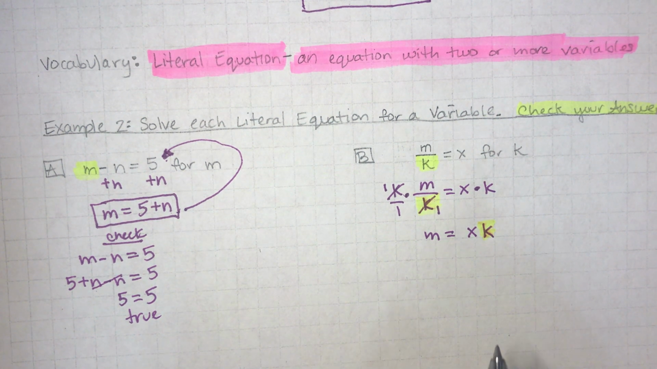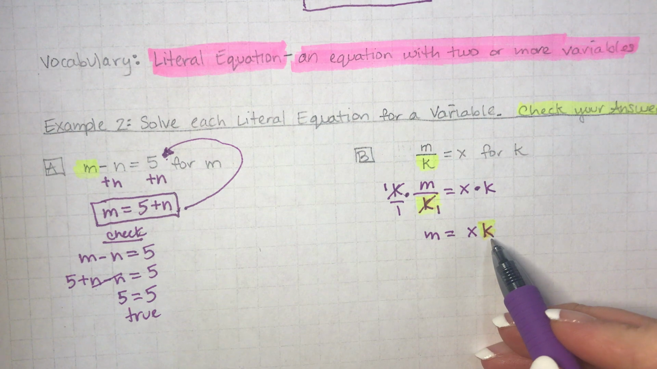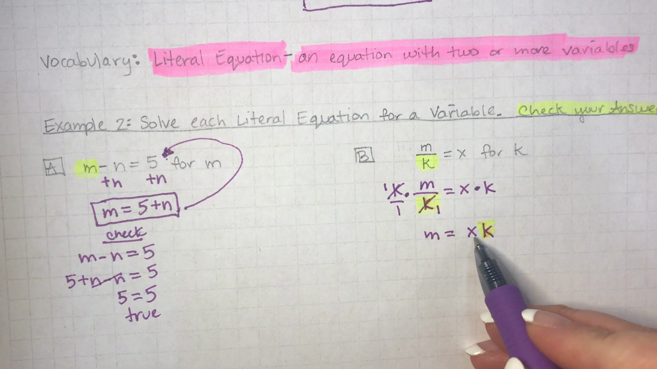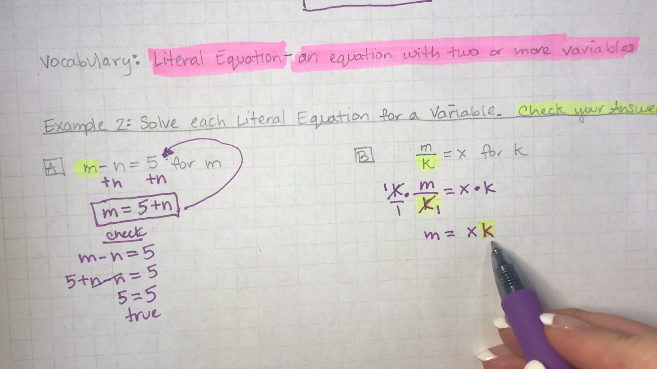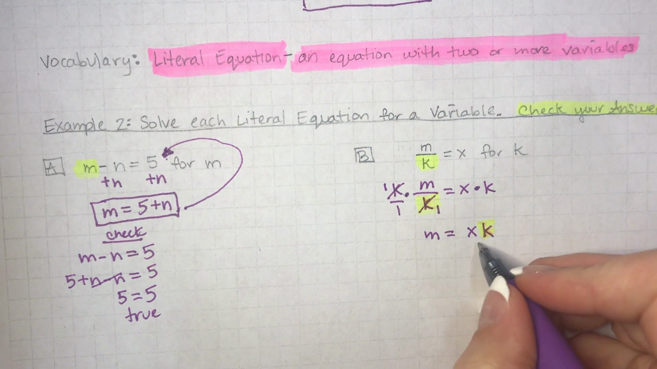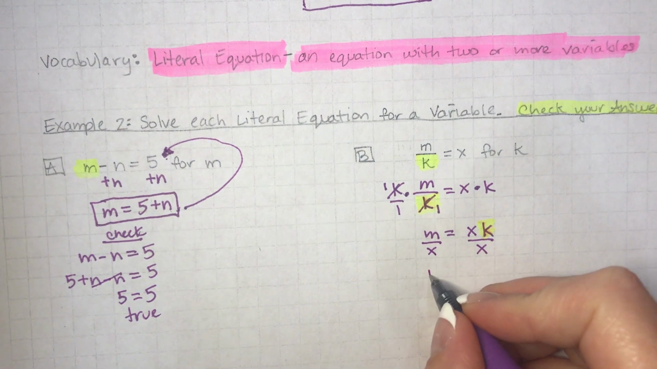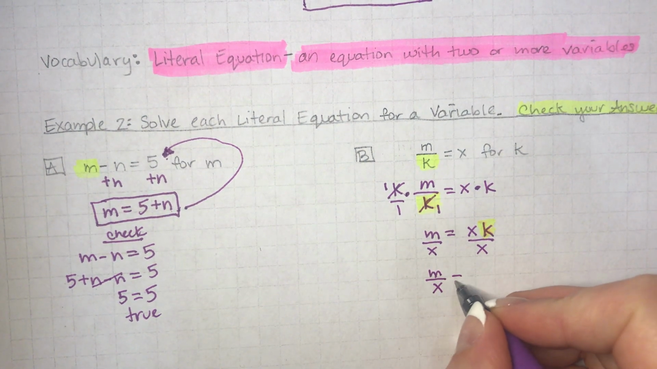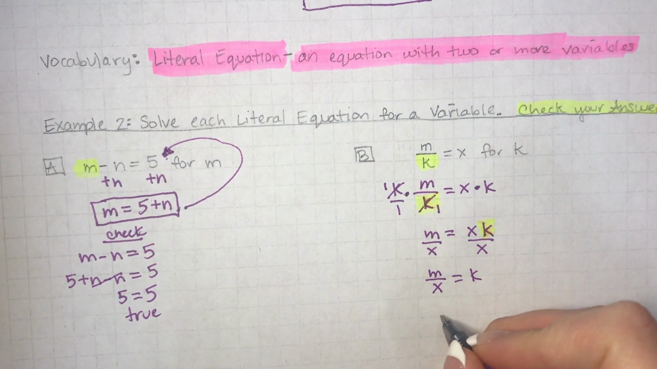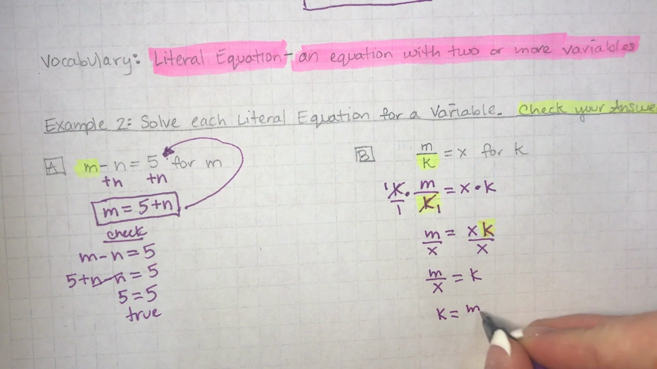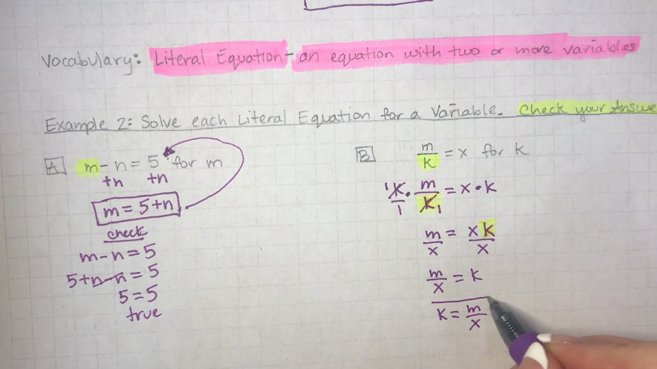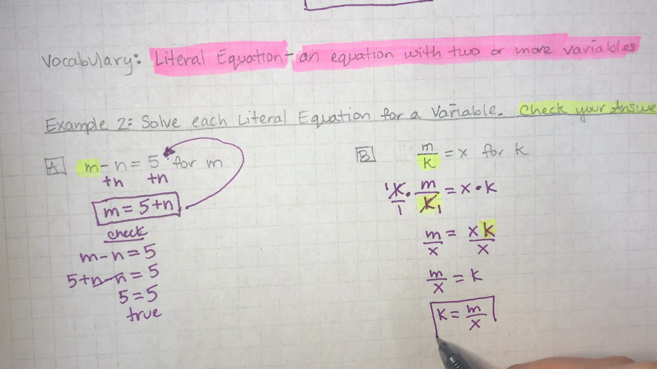Now we're just going to go ahead and isolate k by using inverse operations. So right now, what's around k? X. How is x related to k? Well, this means x times k. It's being multiplied. So we're going to do the inverse operation of multiplication, which would be division. We're going to divide both sides by x. So we end up with m divided by x equals k. And then I'm just going to use the symmetric property of equality. And boom, there we have it. There's our answer.